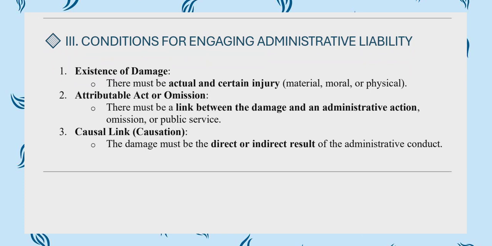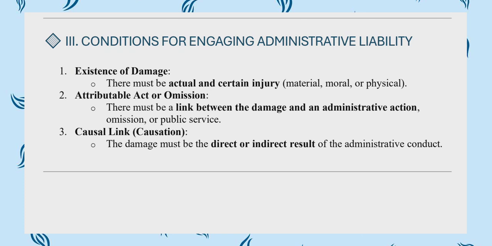So the first thing you present is the injury. You present the harm that you have gone through. You present either a physical or moral, psychological or physical harm that you have gone through. Then the second thing is that you have to attribute that harm to an act or an omission of the administration, meaning that you have to link it.